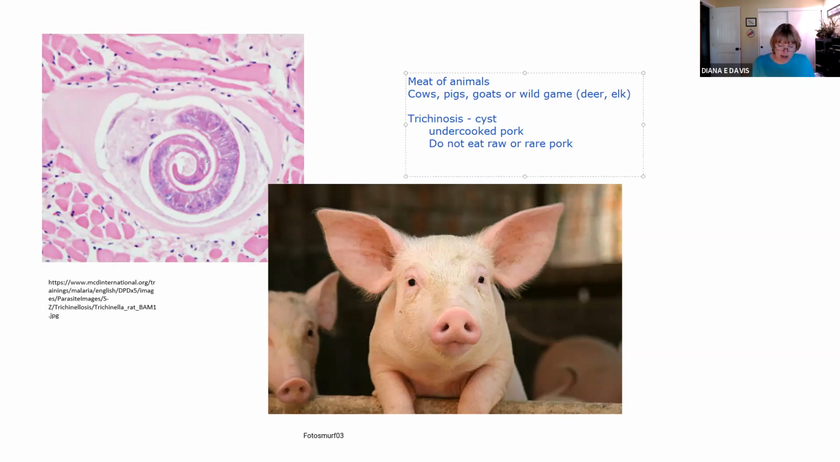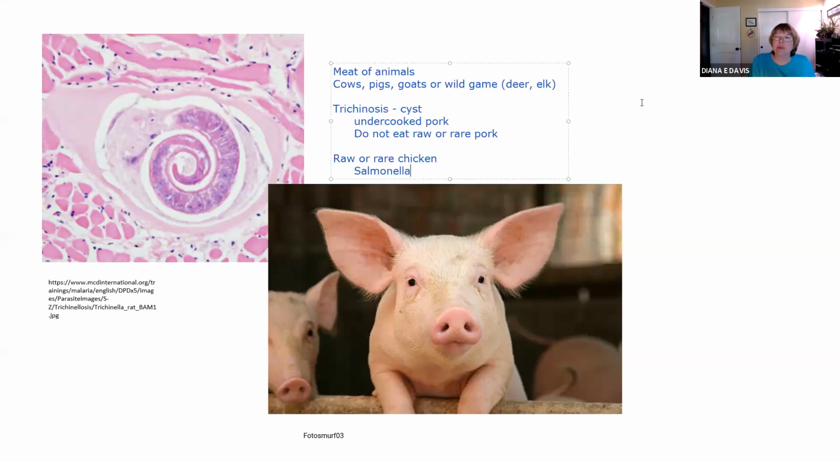You should also not eat raw or rare chicken. With chickens, it's largely salmonella. It can get into their tissues, and chickens are highly susceptible to salmonella, and it's very, very common in large production facilities where you get a lot of chickens being raised. But again, cooking helps with these types of diseases. It doesn't help with everything.